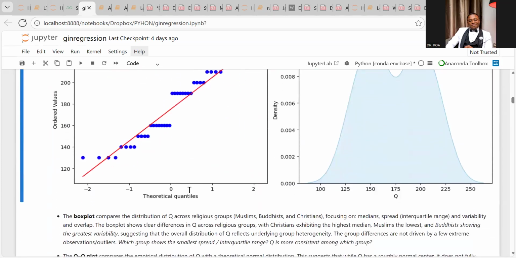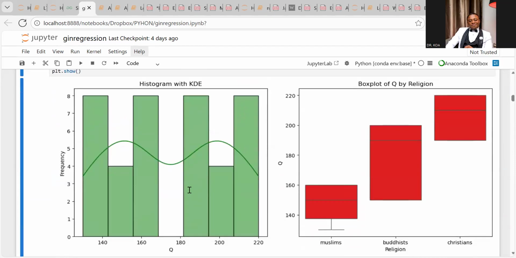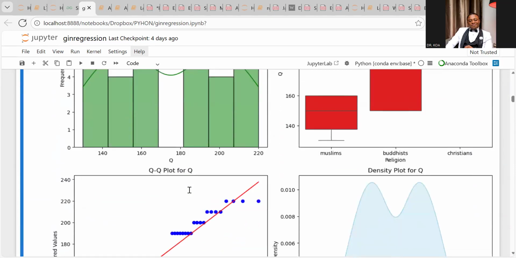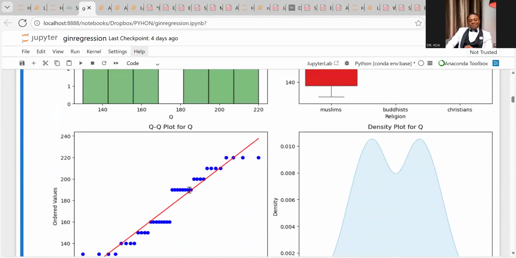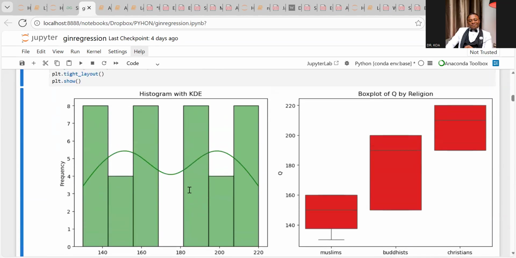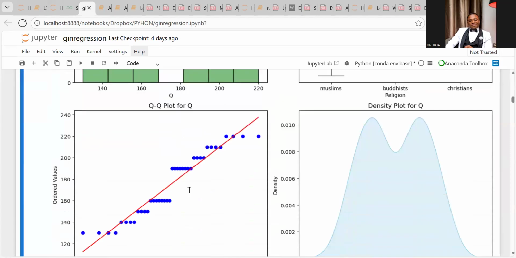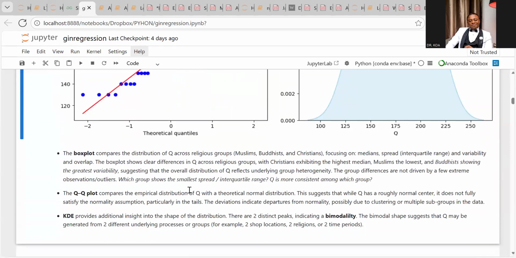There are a lot of things you can say. For example, we've indicated that the box plot shows clear differences in quantity demanded across the religious groups. Christians exhibit the highest median. Muslims exhibit the lowest median. So Muslims are the lowest consumers of aquatic. You can see that the median for Muslims is around 150 bottles, whereas the median for Christians is over 200 bottles. So that's one thing you can observe.